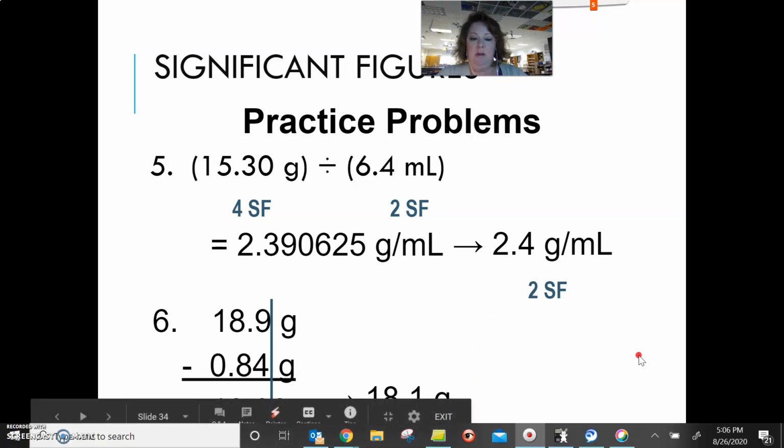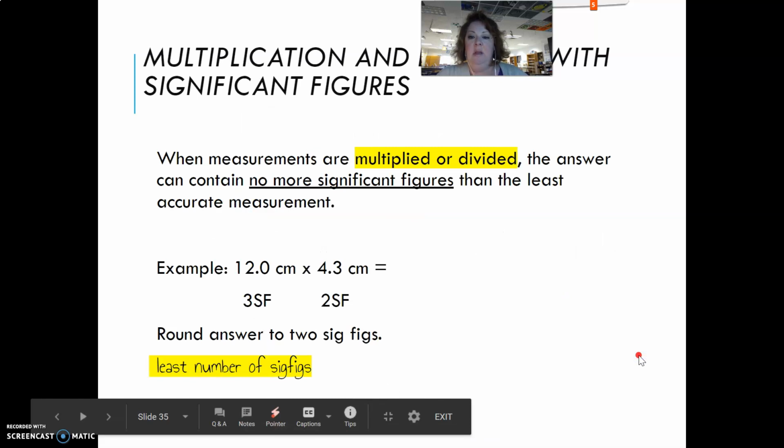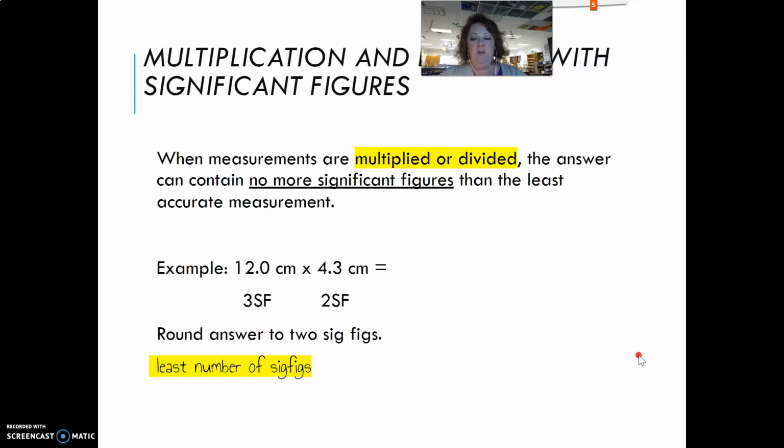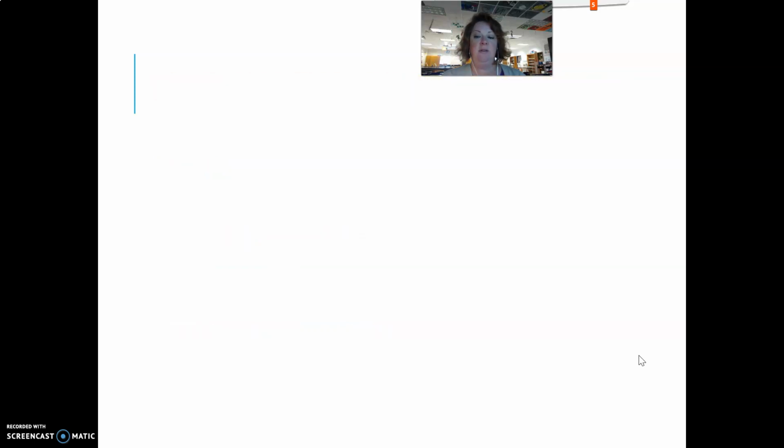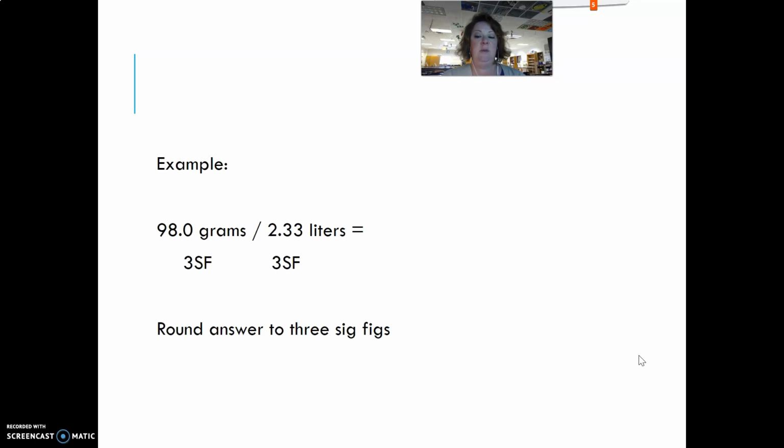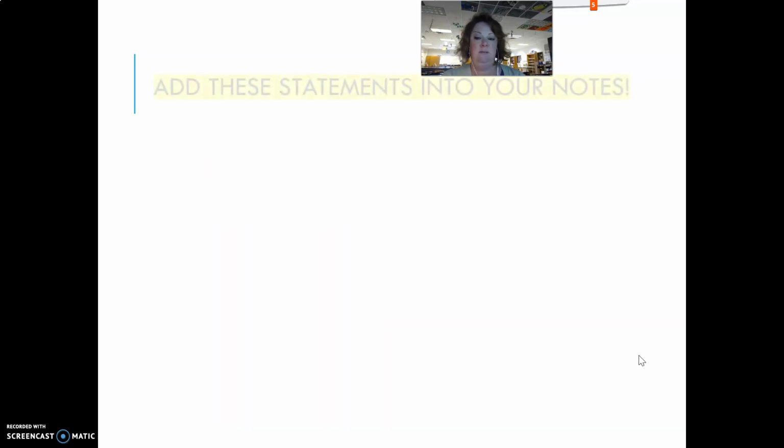Okay, so we're moving on. When measurements are multiplied or divided, the answer can contain no more significant figures than the least accurate measurement. Again, least number of sig figs when you have multiplication and division. We have 3 sig figs, so our answer has to be 3 sig figs.